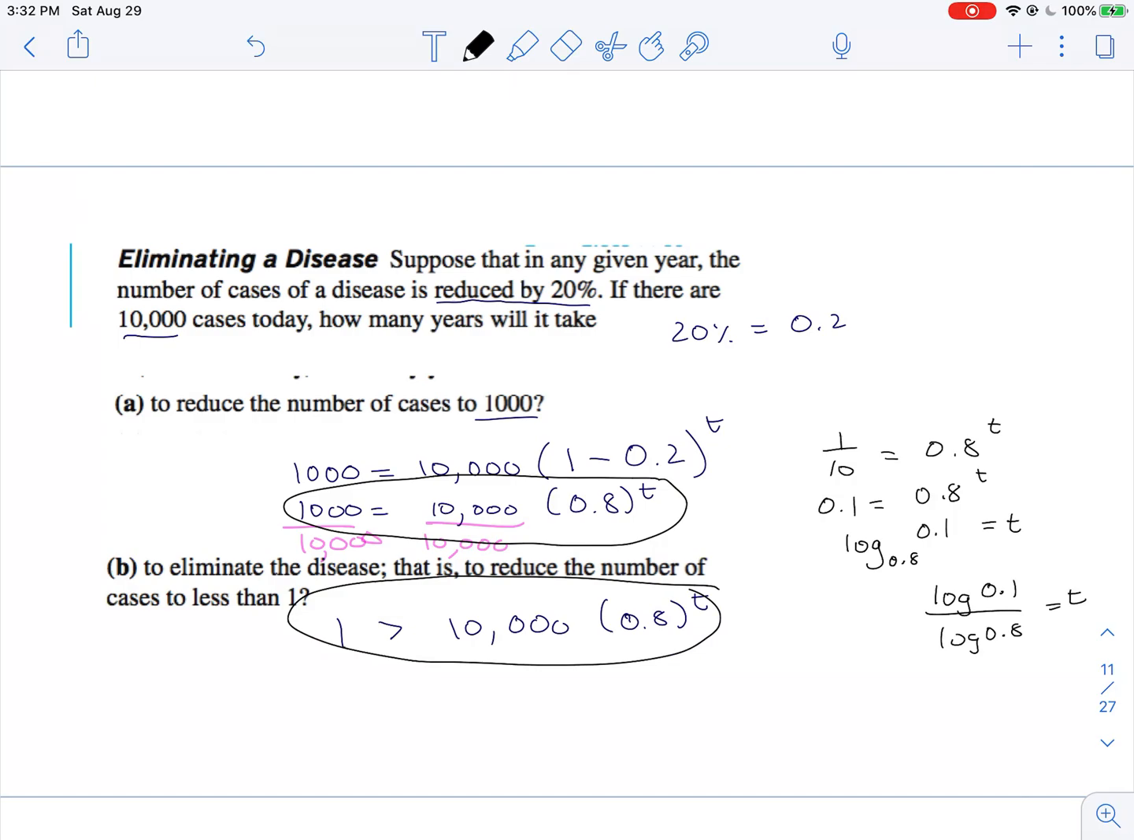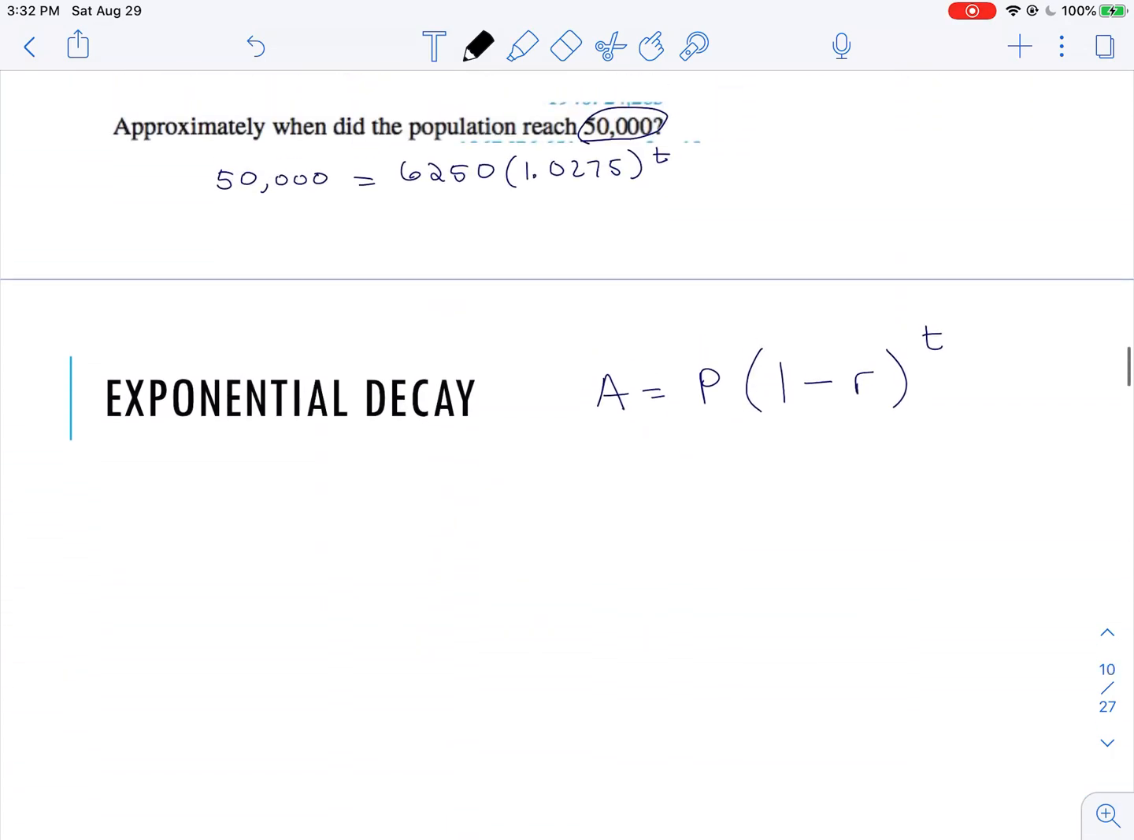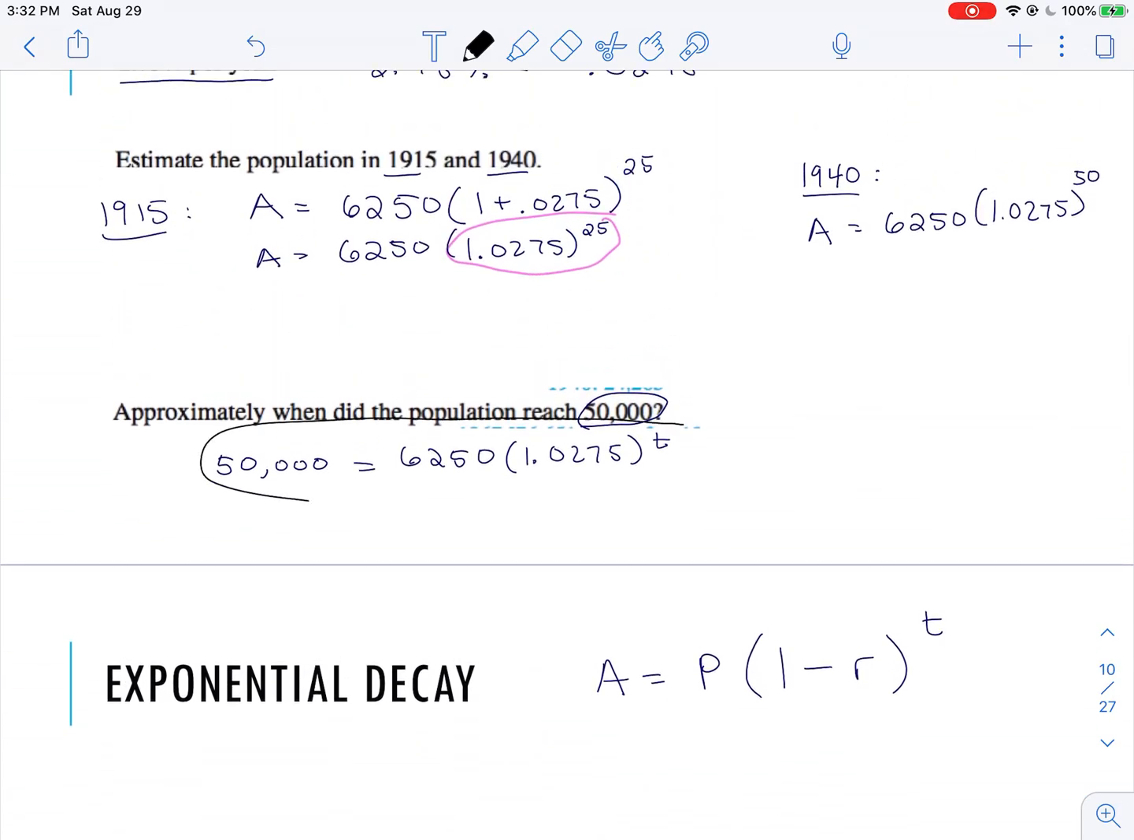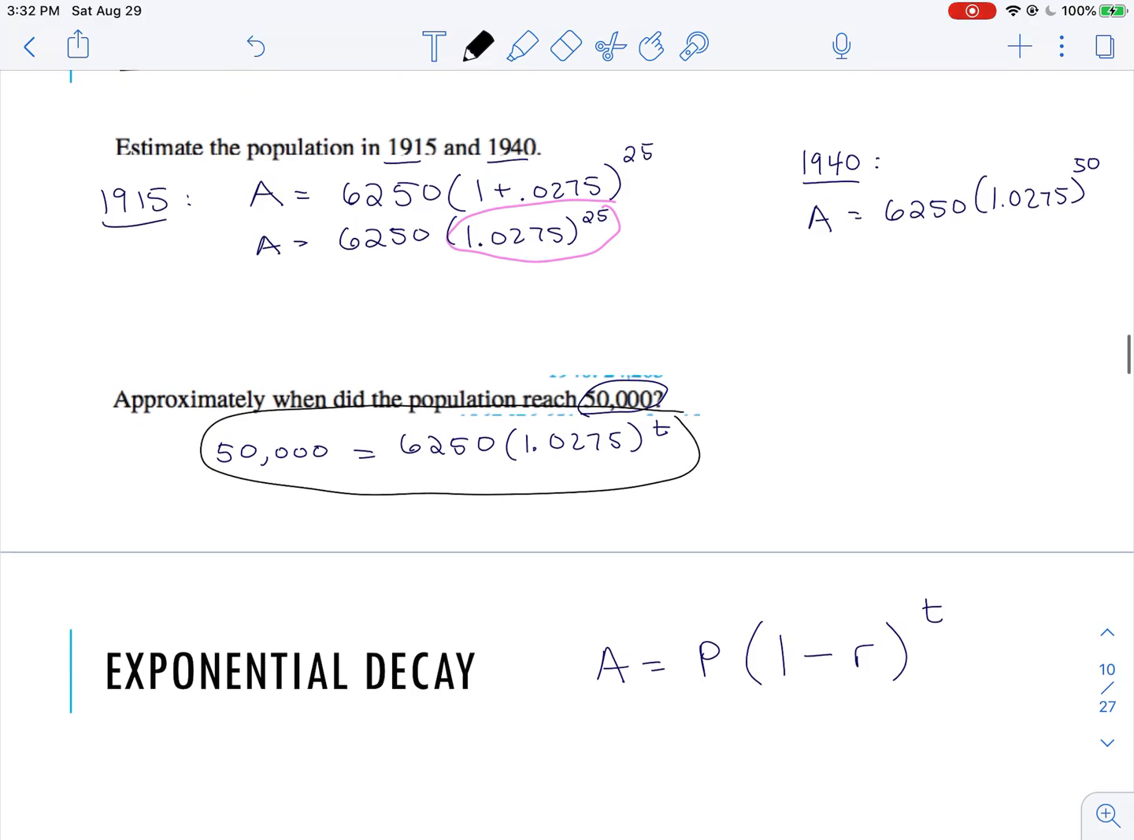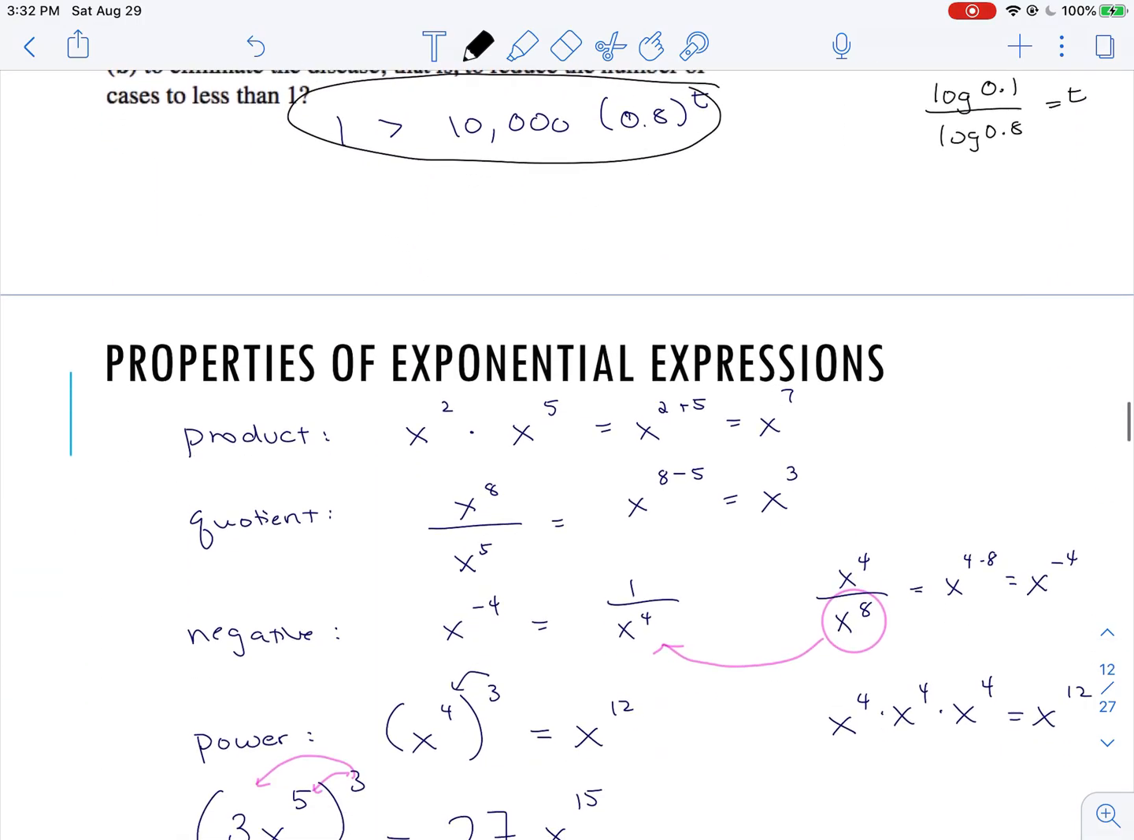So how many years would it take to reduce those cases to 1,000? And how many years would it take to reduce it to less than 1? And then up above, approximately when did the population reach 50,000? See if you guys can go back and try that problem as well. Solve for the years on that problem.